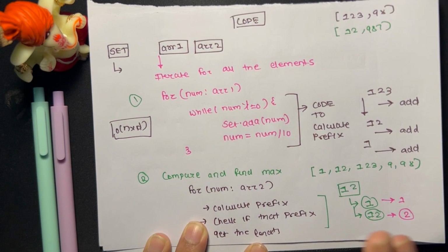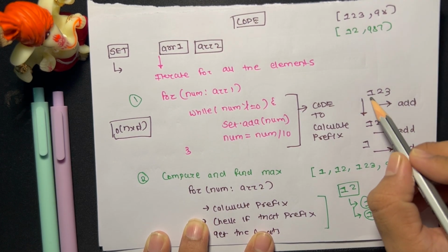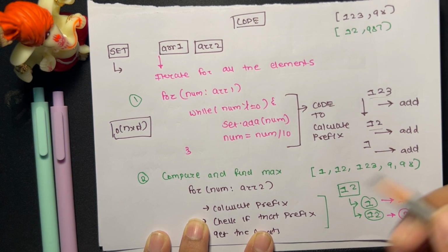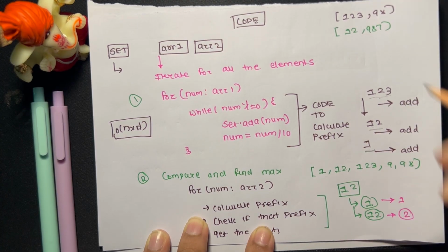Let's see the code for how to find the prefixes. We can use the division operation. So if we have 1 2 3 and we divide by 10, we will get 1 2, and if we have 1 2 and divide by 10, we will get 1. So 1, 1 2 and 1 2 3, all the prefixes we have obtained.